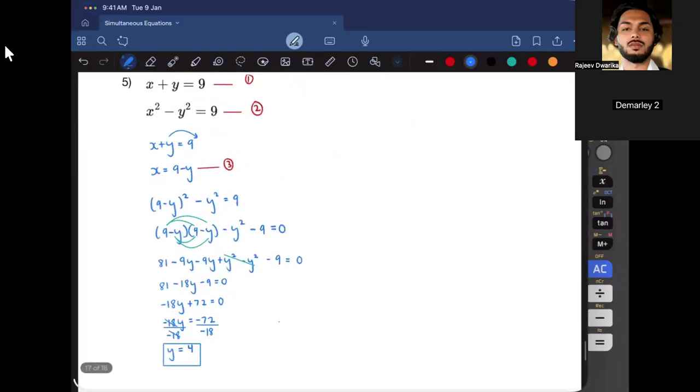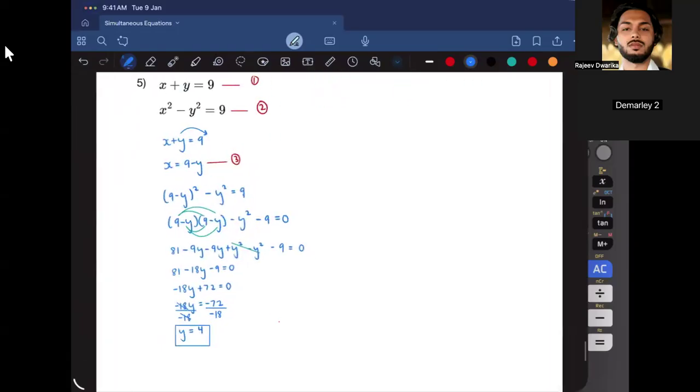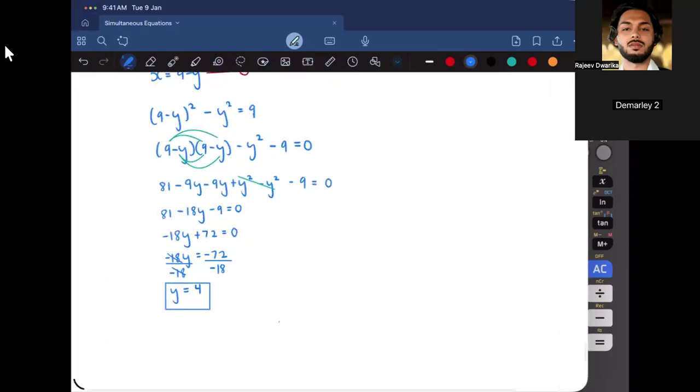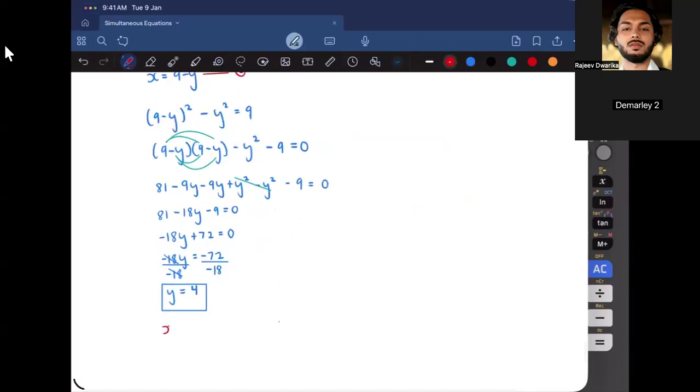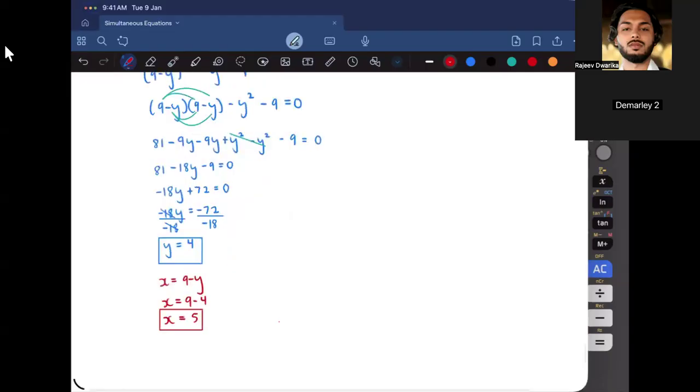And if I want to find x, which equation should I use? Anytime you do substitution, you should use equation 3 to find the other unknown. And so x is 9 minus y. So x will be equal to 9 minus 4. What's 9 minus 4? And the answer will be 5, 4.